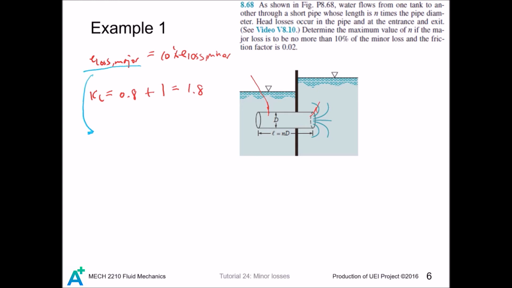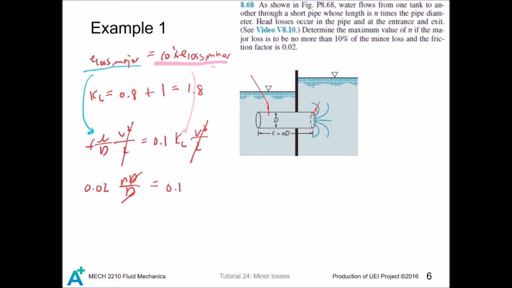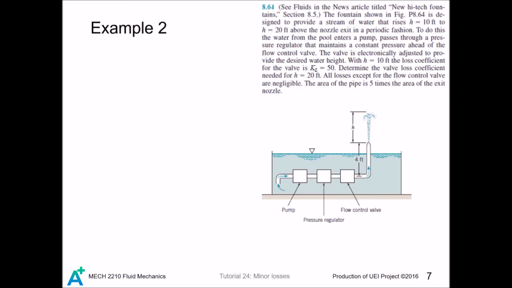We recall that the major loss is in fact this, and the minor loss is this, and this cancels out. f here is 0.02. L here is nD, so this cancels out. And we have got n equals 9. So let's move on to our next example.